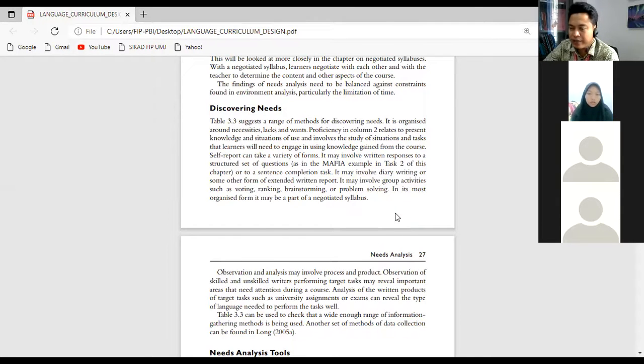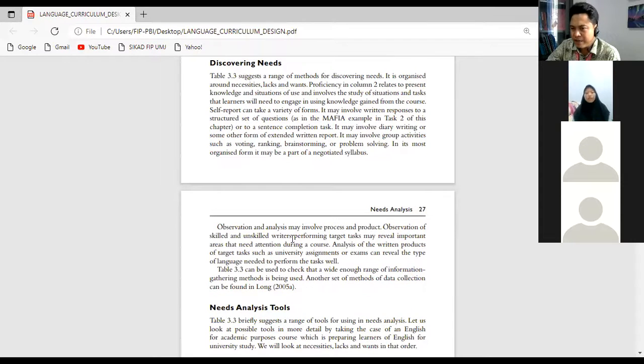It may involve group activities such as voting, ranking, brainstorming, or problem solving, and in its most organized form, it may be part of a negotiated syllabus. Observation and analysis may involve process and product. Observing skilled and unskilled readers performing target tasks may reveal important areas that need attention during a course. Table 3.3 can be used to check that a wide enough range of information gathering methods is being used. Methods of data collection can be found in Long 2005 here.